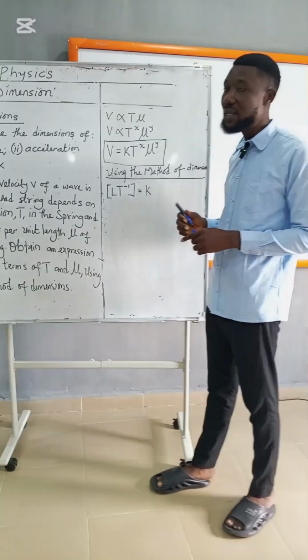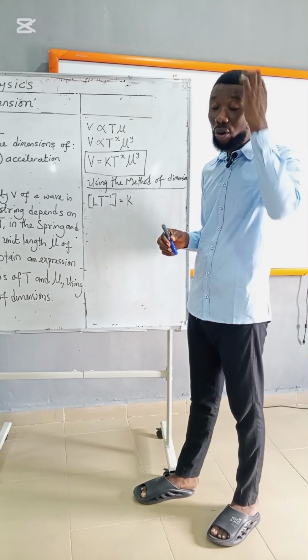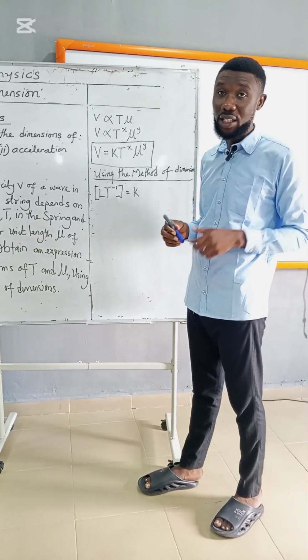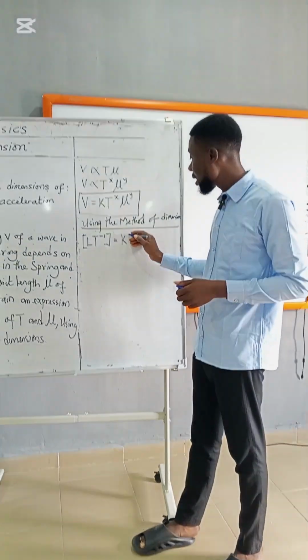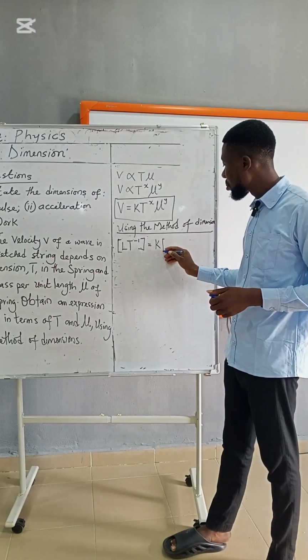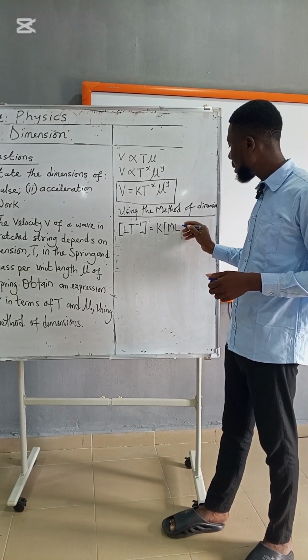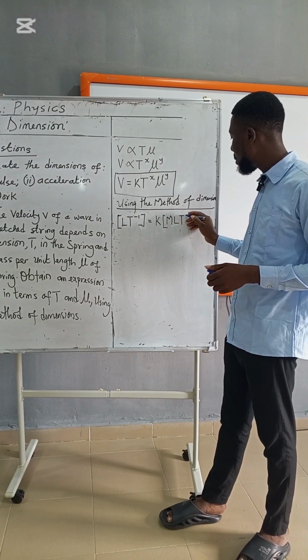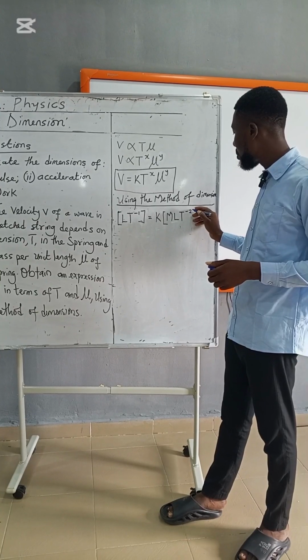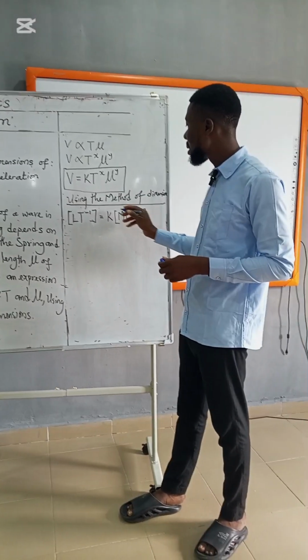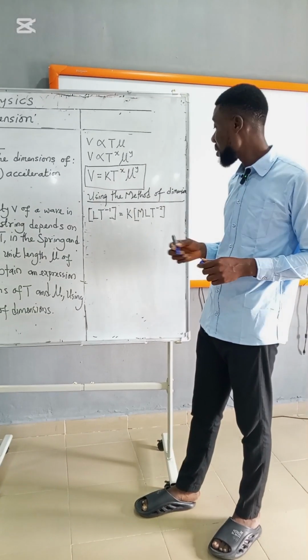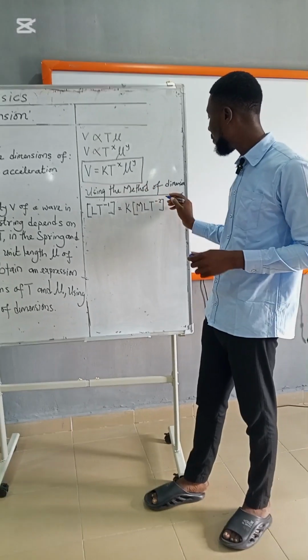Now this is T. T is tension. Now also, what is the dimension for tension? The dimension for tension is this: mass, length, time raised to power minus 2. This is the dimension for tension. And remember, we have a power of x.